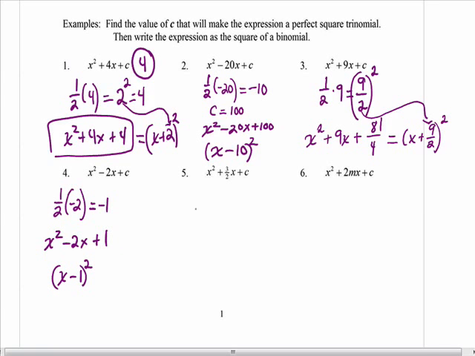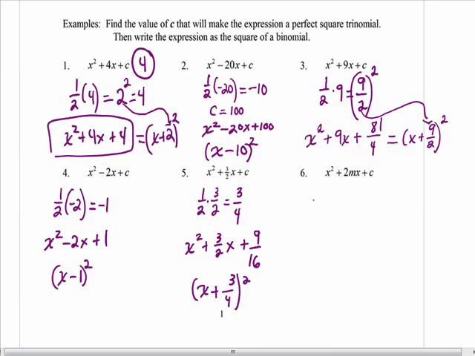All right, who has our number 5? Michaela. So first you do a half times 3 over 2. Yes. And you get 3 over 4 squared, and 9 over 16. So your trinomial is x squared plus 3 over 2 x plus 9 over 16. Nice. And then your binomial squared is? X plus 3 over 4 squared. Nice. Perfect.